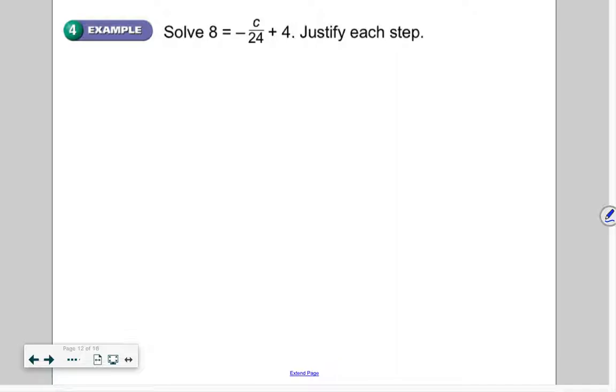This one. We are supposed to justify our steps as we solve it. So I'm going to give myself a little bit more room. First thing we're going to do, subtract 4. And if we subtract 4 off of each side, what property is that? Subtraction property of equality.